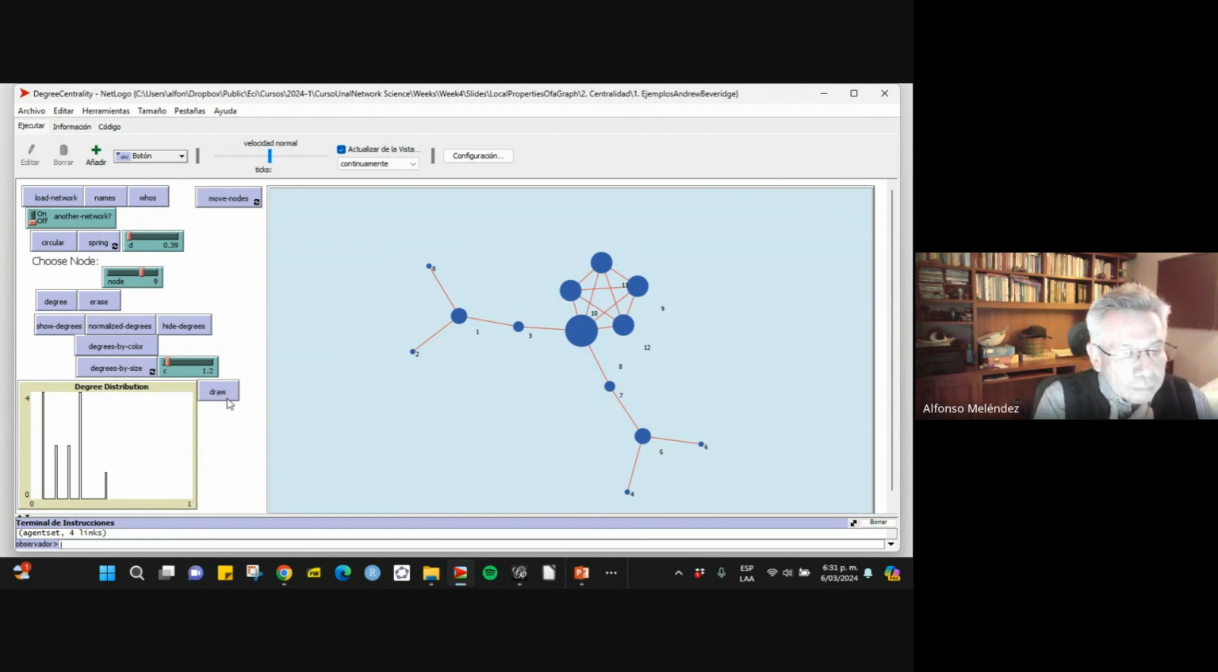Look here. It's not very clear, but we have talked about this important concept. One of the most important properties of a network is the degree distribution. It's like a histogram where in the x-axis is the degree, and in the y-axis how many nodes have that degree. Okay.